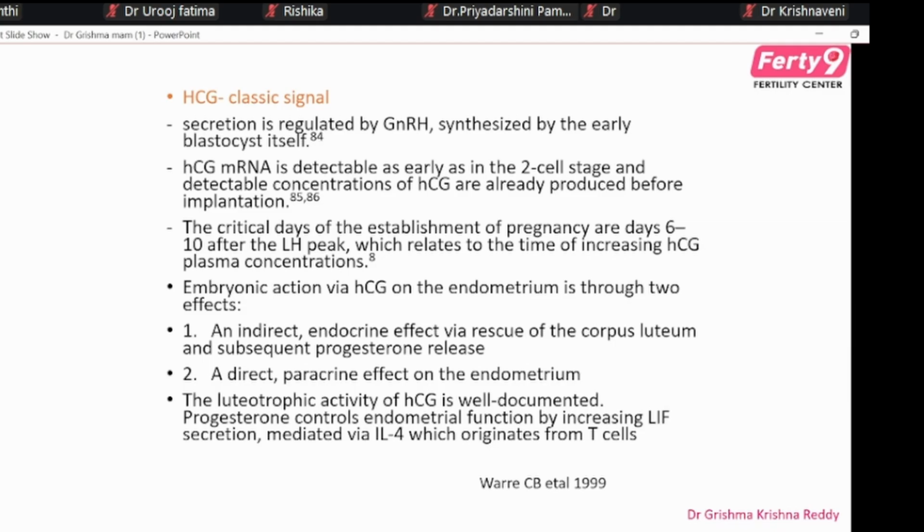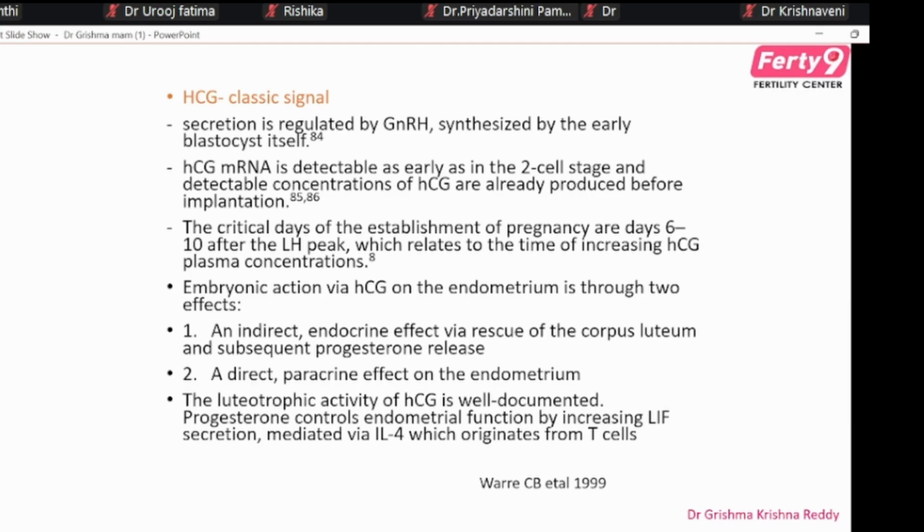So before the implantation, that's why sometimes we give an HCG flush before doing embryo transfer, like after starting progesterone also we will give the HCG flush. Why? Because this also can help in the implantation, because the early embryo, like the 2-cell stage embryo, also produces this HCG mRNA. So the critical days of the establishment of pregnancy are day 6 to day 10 after the LH peak, which relates to the time of increasing HCG plasma concentrations.